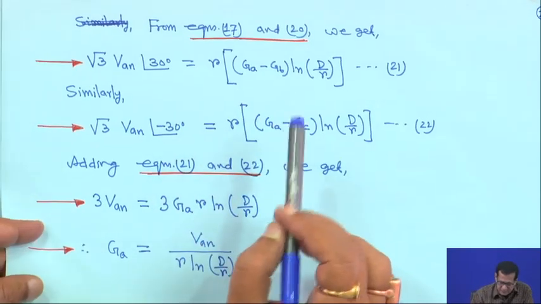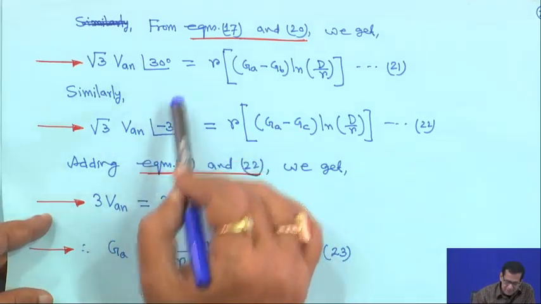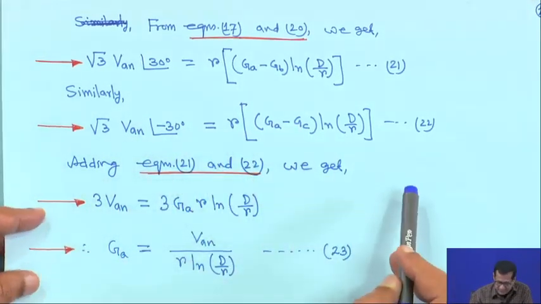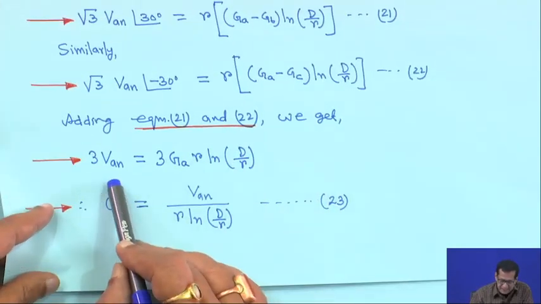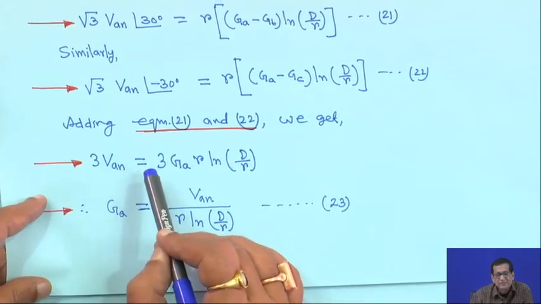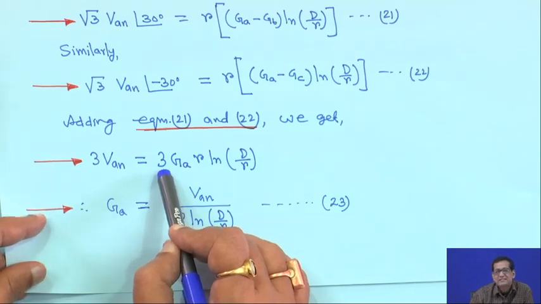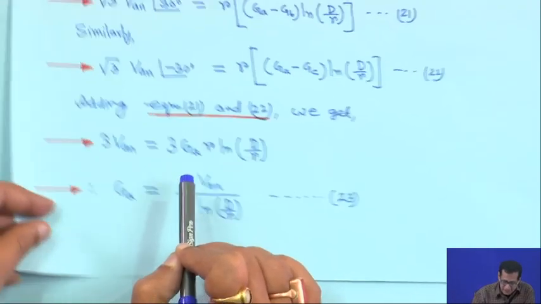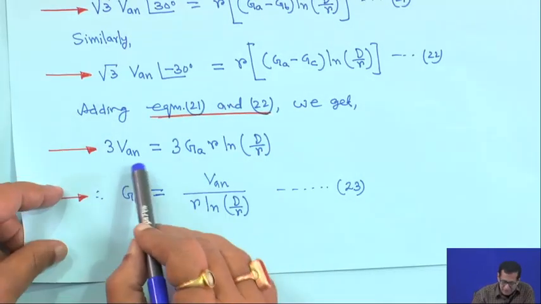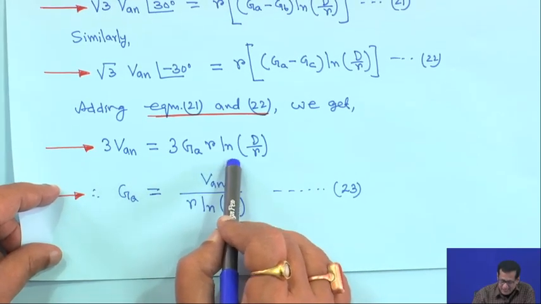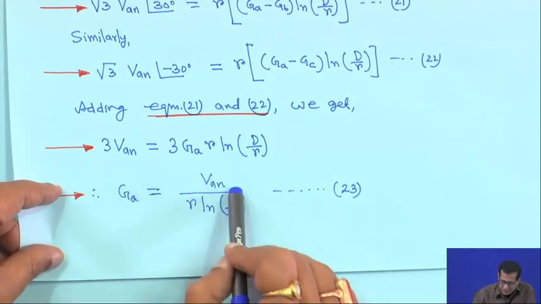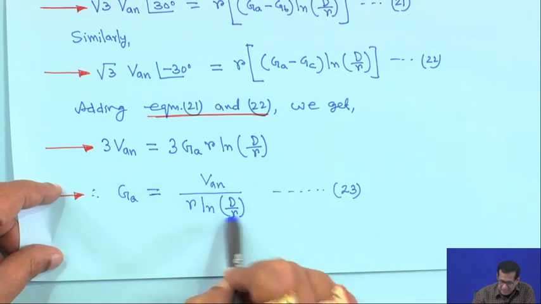Now, if you add these two, this root 3 Vn angle 30 and root 3 Vn angle minus 30, you will get 3. I told you that VAB plus VAC is equal to 3 Vn, we have seen in the capacitor chapter, right. So, if you add these two, the left hand side will become 3 Vn, right hand side will become 3 Ga R ln d upon R, or Ga is equal to Van R ln d upon R.